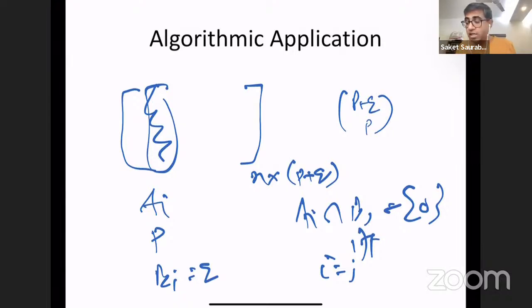Together, these two theorems have found lots and lots of applications in algorithms, combinatorics, complexity theory, and all kinds of things. So if you have some interest, please have a look at those theorems. Those are very interesting theorems in themselves.